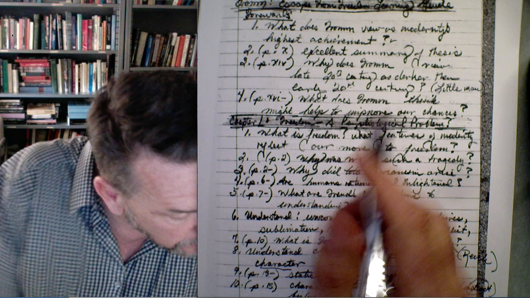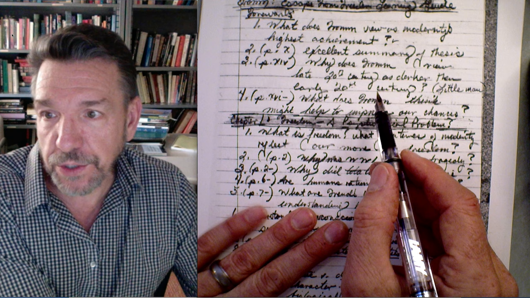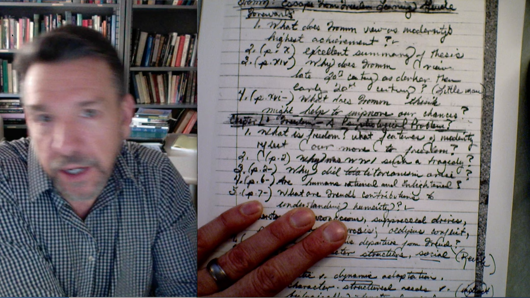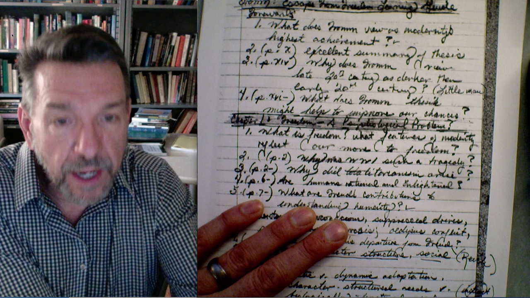Fromm views late 20th century society as an even darker period than early 20th century society, as he writes about in the preface, and it really is all due to the growth of the powers of society, including nuclear weaponry and the internet and those kinds of things. He writes about it as cybernetic society. We would think of it today as something like information technology, the internet, and so on. But the scale of society has grown massive, just really fast.